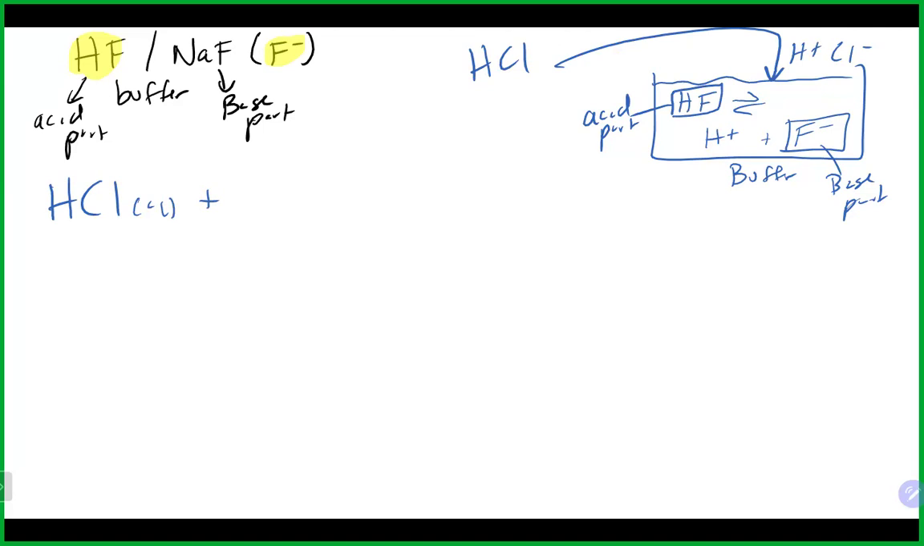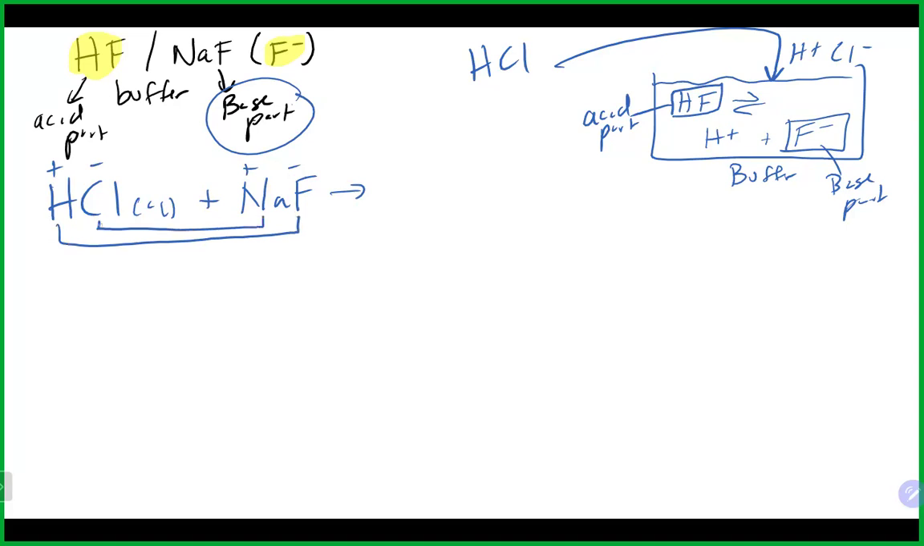It will react with the base part of the buffer, right? Because they're called acid-base reactions. So when I add HCl to it, it'll actually react with the sodium fluoride, which is the base part of the buffer. This is a double displacement reaction that's going to happen. We're going to swap some partners here, basically, and that will make some sodium chloride and some HF in this case.